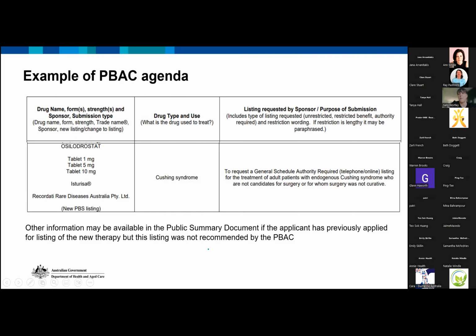And I've got an example of, I think, from the current agenda. So you will see here you've got information about the medicine, about the condition, and then this is a bit more information about what's being proposed. So you don't get as much information as you would for the MSAC process, but you can get some of those PICO elements.